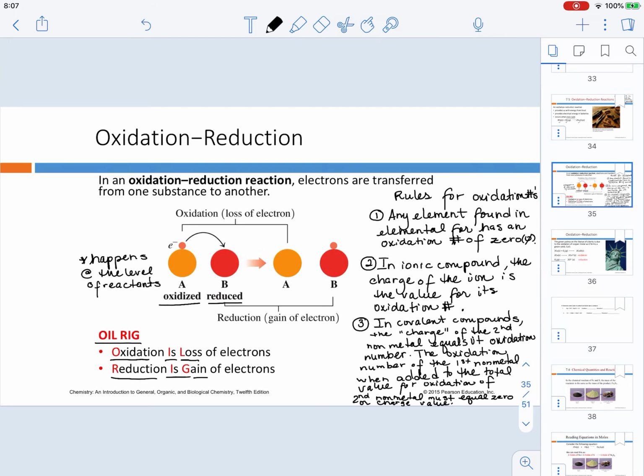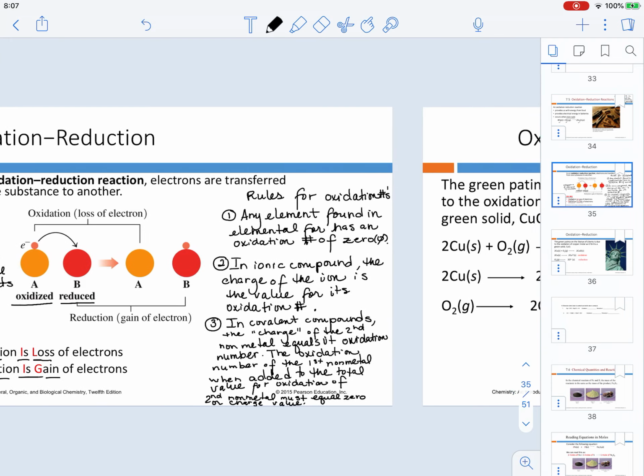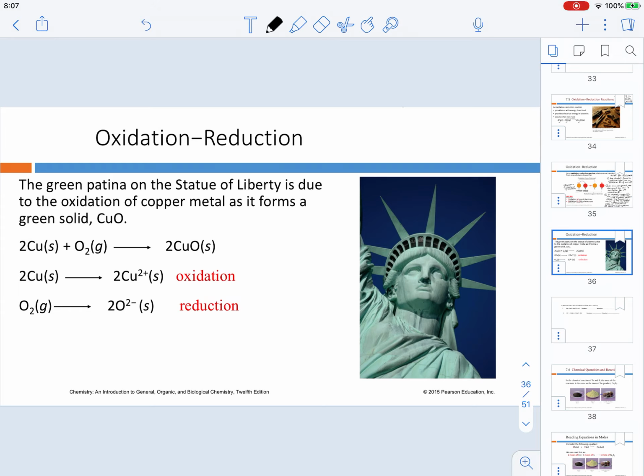Now, let's look at an example to apply these rules. Here we have the example of what is occurring at the Statue of Liberty. One of the things is that the Statue of Liberty was not always green. The reason why it's green is because the copper metal that the Statue of Liberty is made out of has undergone an oxidation reaction.